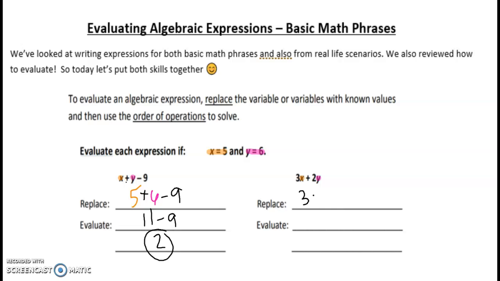We'd have 3, here's my multiplication. I'm using that color scheme so you can see that I'm just replacing the x with that value of 5. Then plus 2, and again same thing with the y: it's 2 times 6. Then solving left to right, multiplication comes before addition, or you can grab a calculator. 3 and 5 make 15, plus 2 times 6, which is 12. So you have an overall single term answer of 27.